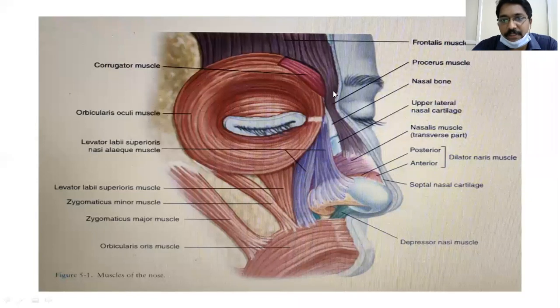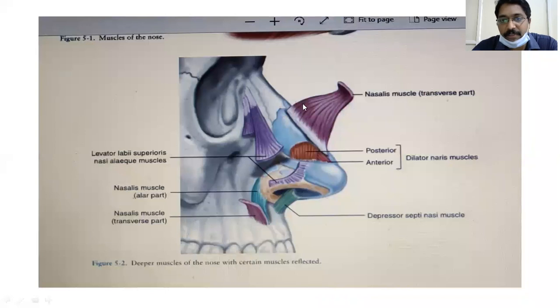See, this is the procerus muscle. This is nasalis. This is procerus. This is the nasalis transverse part. If you elevate it, you can see the alar part also. Okay, these 2 are called dilator naris muscle, anterior and posterior, and the depressor septi nasi muscle is here. This is, as I told you, levator labii superioris alaeque nasi. This is the longest name of a muscle, not the longest muscle. Okay, and if you elevate the nasalis transverse part, you can see the alar part of the nasalis muscle.